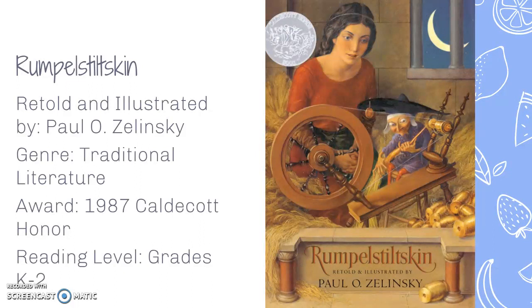My fifth and final book is Rumpelstiltskin, retold and illustrated by Paul O. Zelinsky. It is a traditional literature picture book, awarded the Caldecott Honor in 1987, reading level grades K through 2nd. This is a charming retelling of a girl told by the king to spin straw into gold. This includes absolutely beautiful illustrations by Paul O. Zelinsky that I personally really enjoyed.